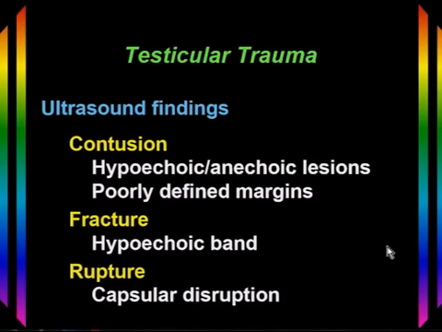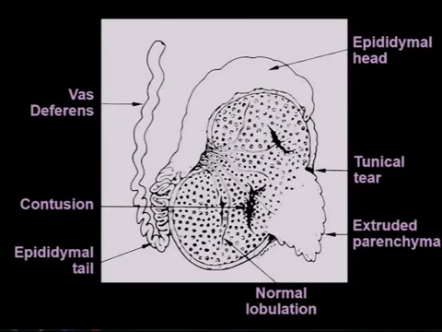Sometimes, though, the testicle's involved, so we need to look at the testicle carefully after trauma. With a contusion, we'll have hypoechoic or anechoic lesions that will have poorly defined margins. With a fracture, you get a hypoechoic band right across the testicle, and with rupture, there's disruption of the capsule of the testicle. Here's a diagram of what happens with testicular rupture. You can see there's a tear in the tunica albuginea, and some of the parenchyma is extruded through the gap in the tunica albuginea. It's pretty common also to have a hematoma associated with this.